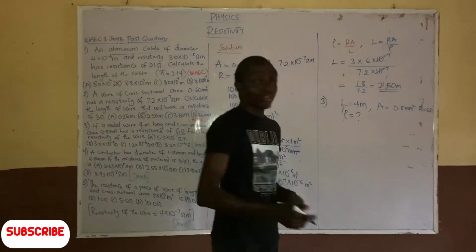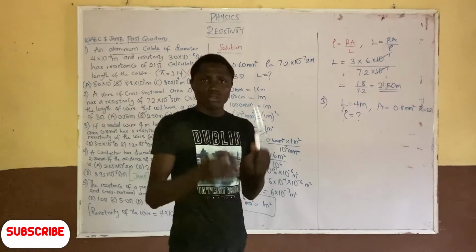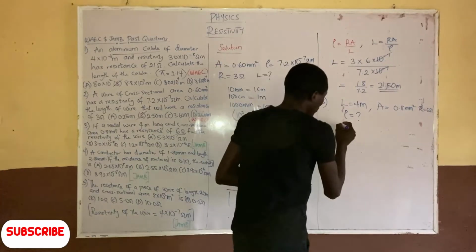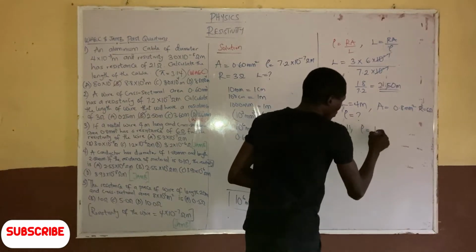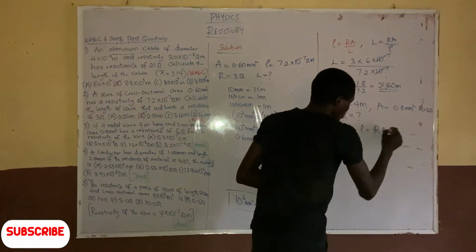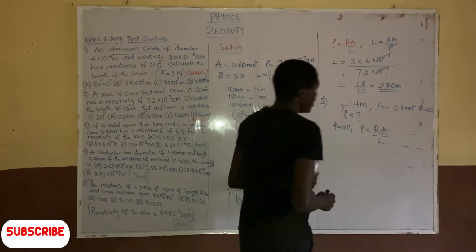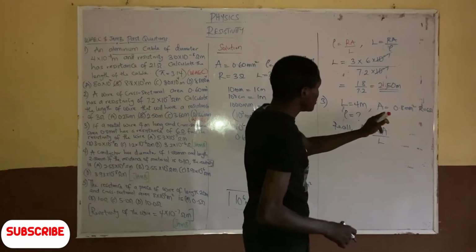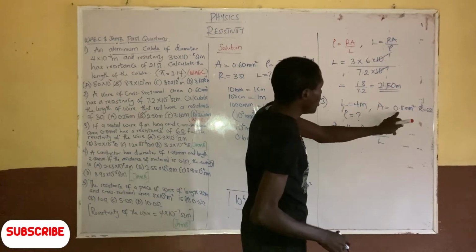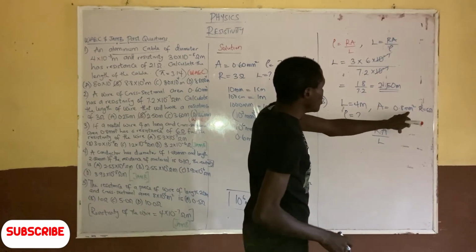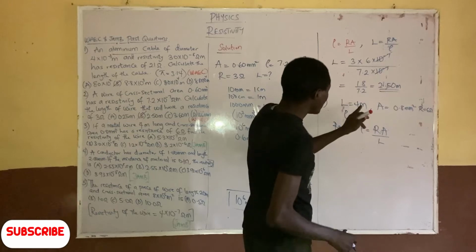Now, what's the formula for resistivity? Recall that resistivity is equal to resistance multiplied by cross-sectional area all over length. But mind you, this area is given in millimeter square, and the length is 4 meters.